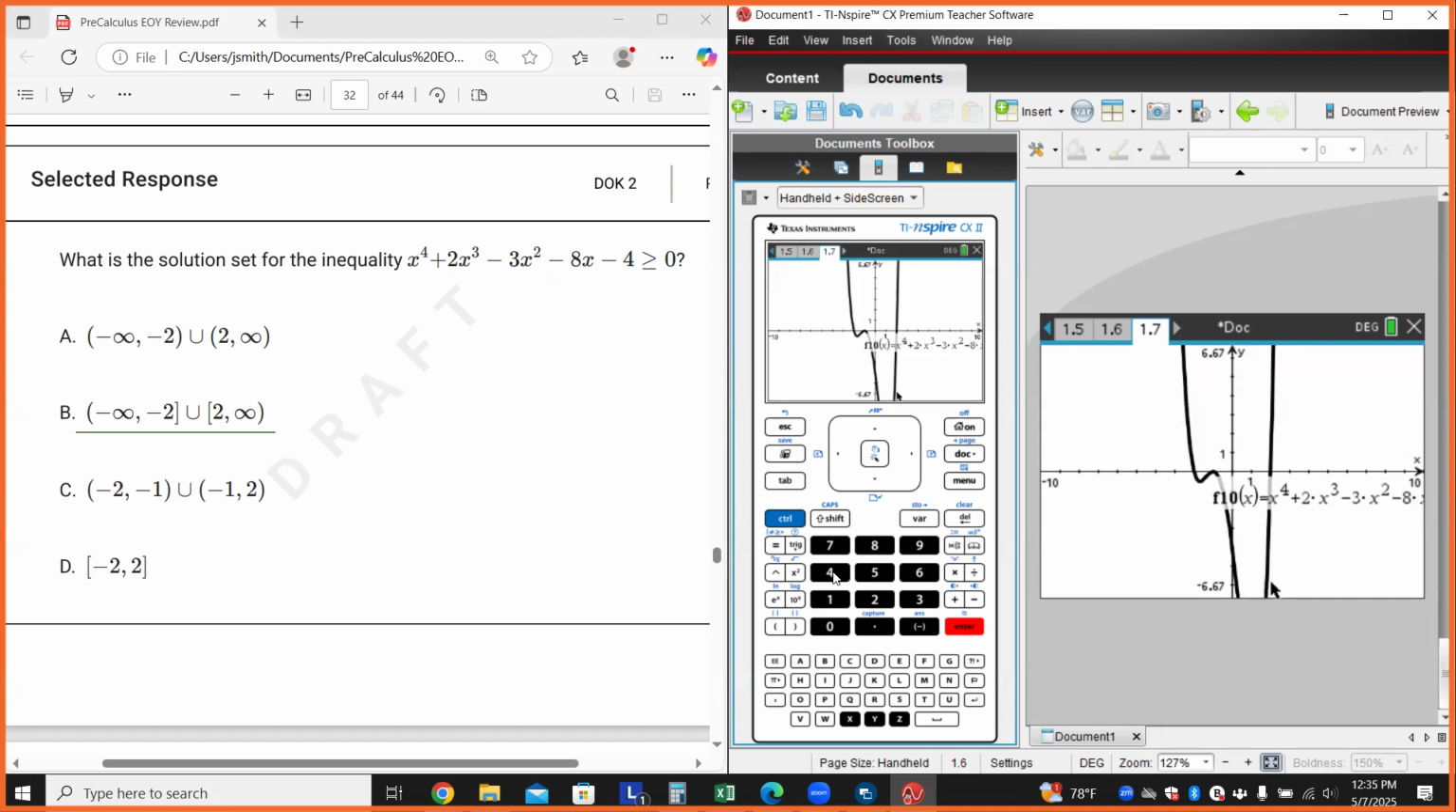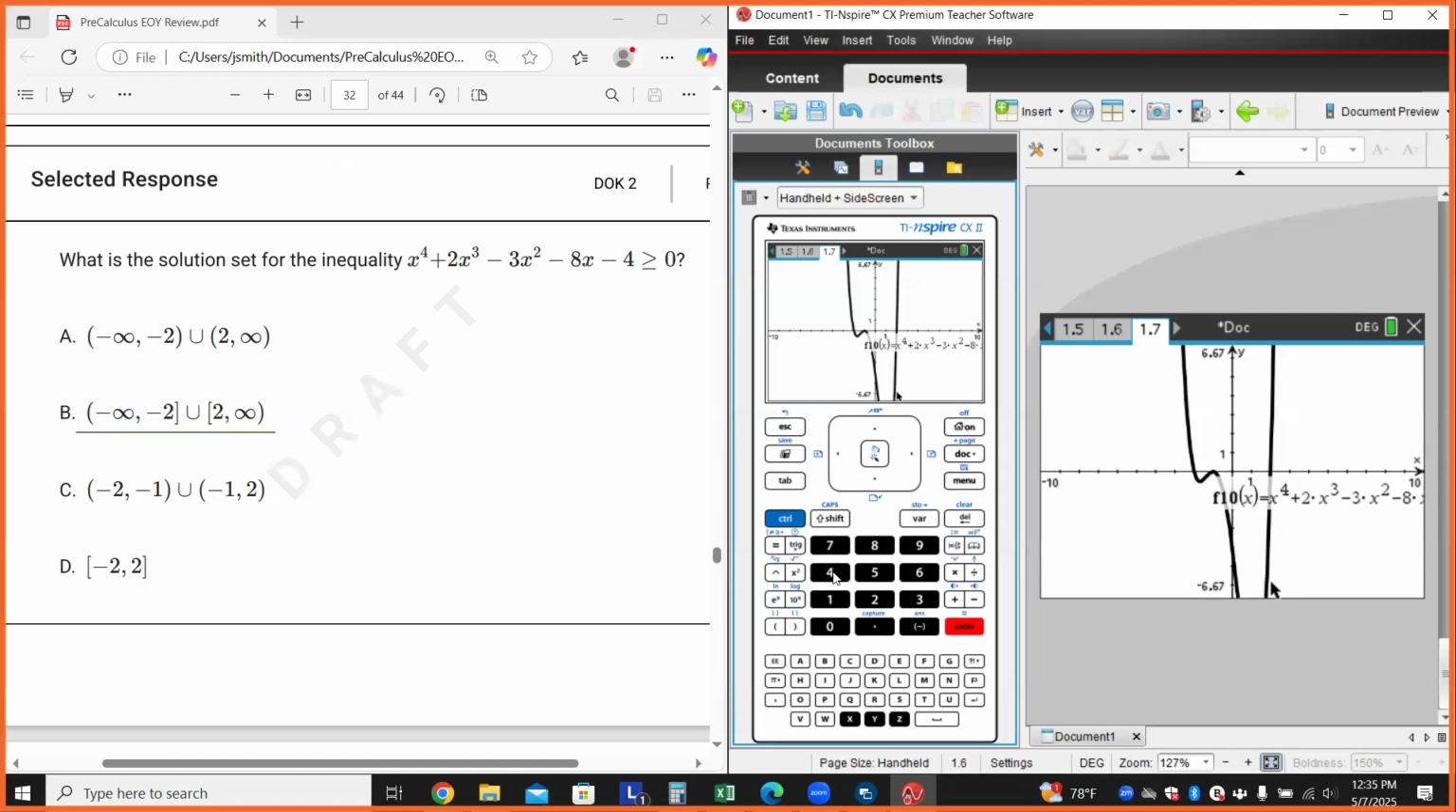If something's greater than 0, is that going to be above or below the x-axis? Above. So you're going to look at this graph and tell me where it is greater than, or above, the x-axis, basically. So when I look at this, I can see that this part of the graph is above the x-axis. Yes? So that would mean that everything in this direction is all above the x-axis. So that would be negative infinity to whatever that value is.